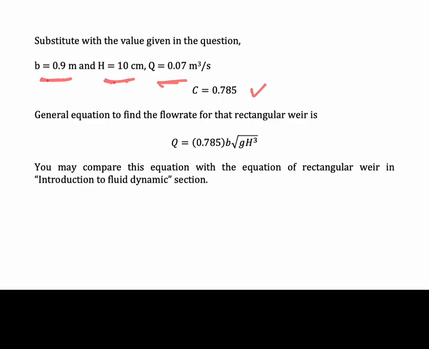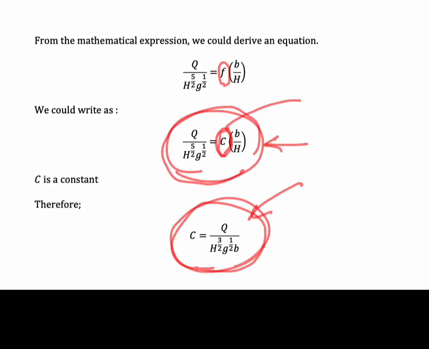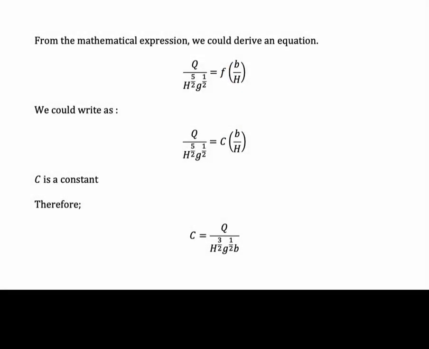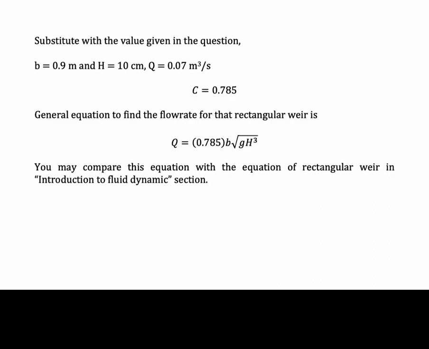Then we could rewrite the equation here. We substitute the value of C that we get from our calculation into this equation, and then we bring all these parameters to the right hand side because we want an equation with the subject here. The subject is the flow rate, so we make Q the subject, and then we get it equal like this.